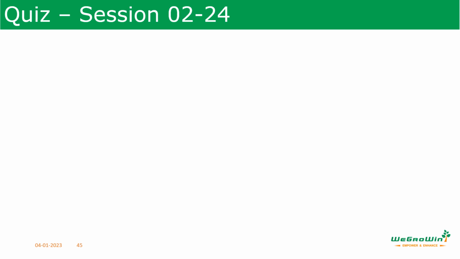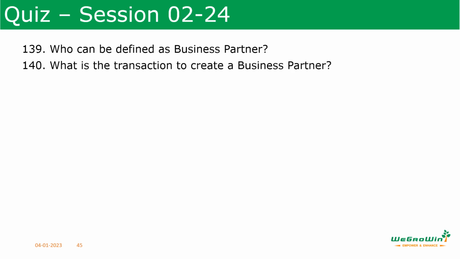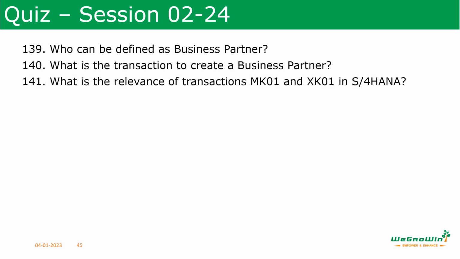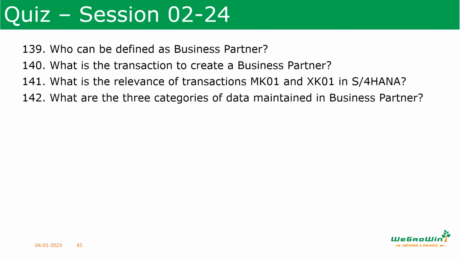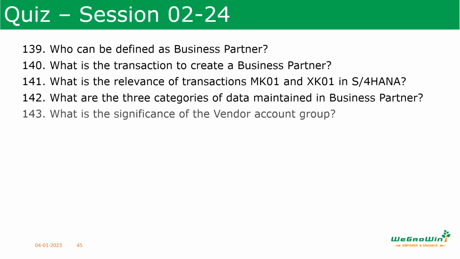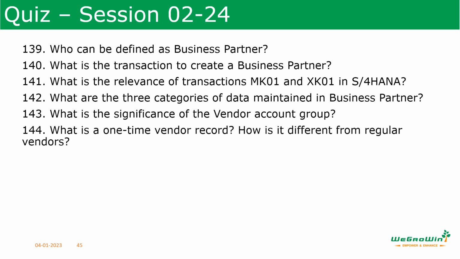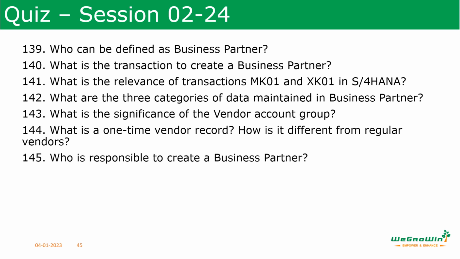Now let us go to the quiz for this session. Who can be defined as a business partner? What is the transaction to create business partner? What is the relevance of transactions MK01, XK01 in S4HANA? What are the three categories of data maintained in business partner? What is the significance of vendor account group? What is a one-time vendor record? How is it different from regular vendors? Who is responsible to create business partner?